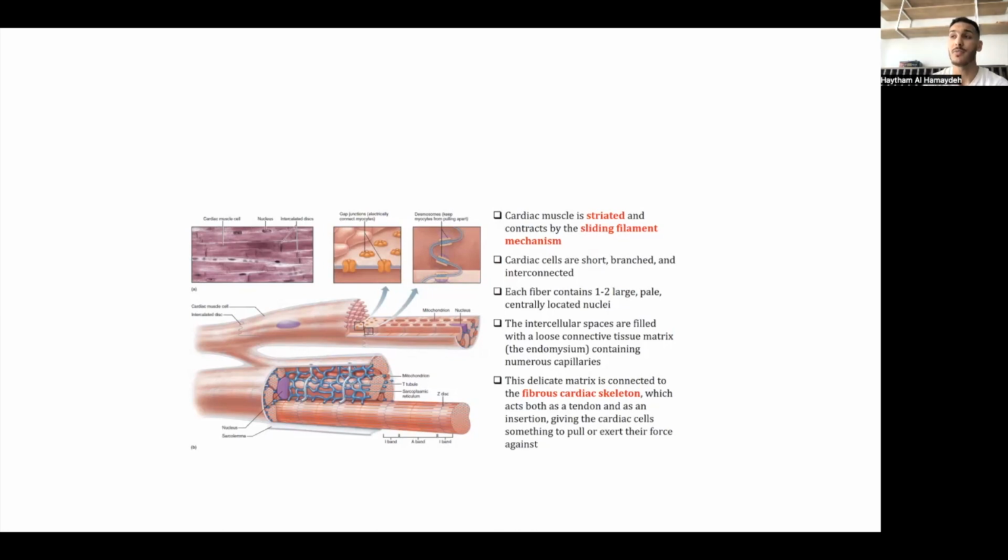Also, the skeleton prevents the spread of excitability, or electricity, from the atria to the ventricles, because this has to go through a very structured pathway from the sinoatrial node to the atrioventricular node, to the bundle of His, and then up the Purkinje fibers.